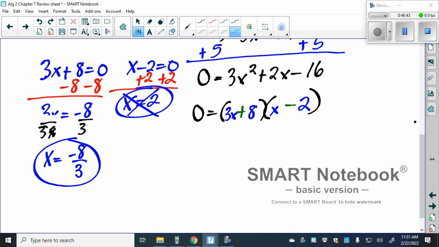Well, x cannot be 2 because 2 was one of the restrictions that we listed at the top. So the only answer is x is equal to negative 8 thirds.